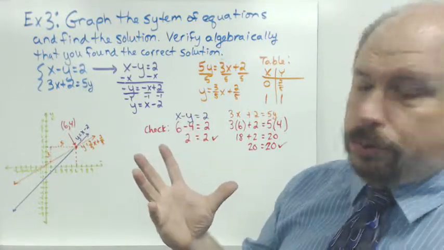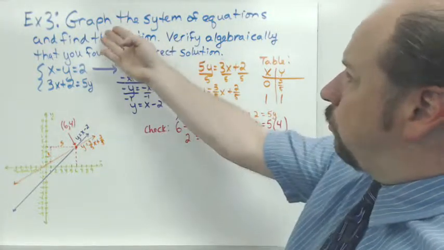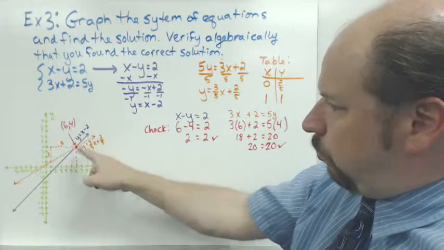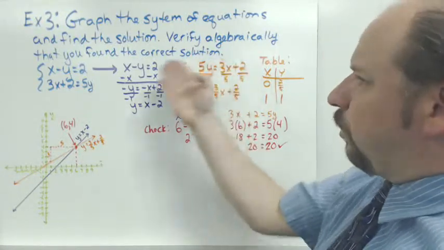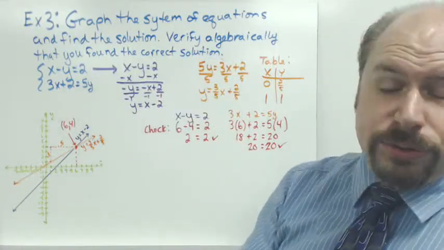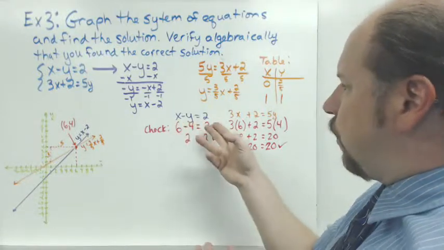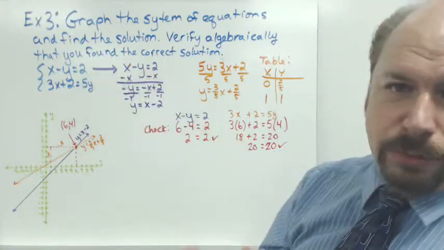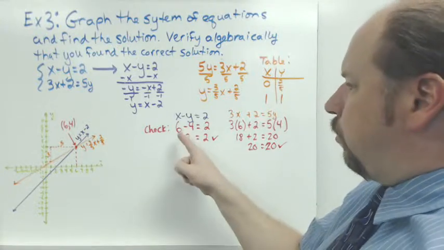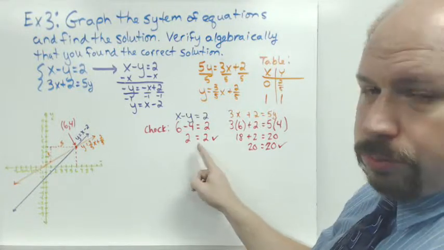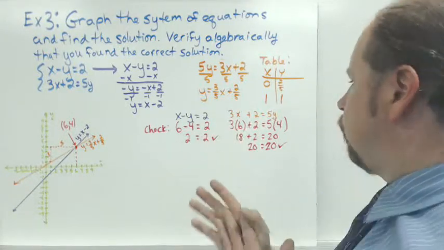So now we need to, of course, check. Remember it said graph the system. We did that. Find the solution. We found that. That's (6, 4). Verify algebraically that we found the correct solution. So all we have to do is check now. So x minus y equals 2. Notice I went back to the original equations here. So put in 6 for x, 4 for y. 6 minus 4 is 2. 2 equals 2. That one works out.